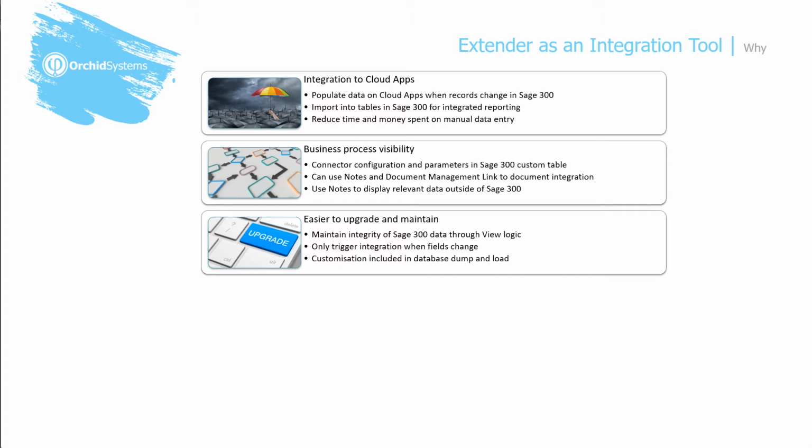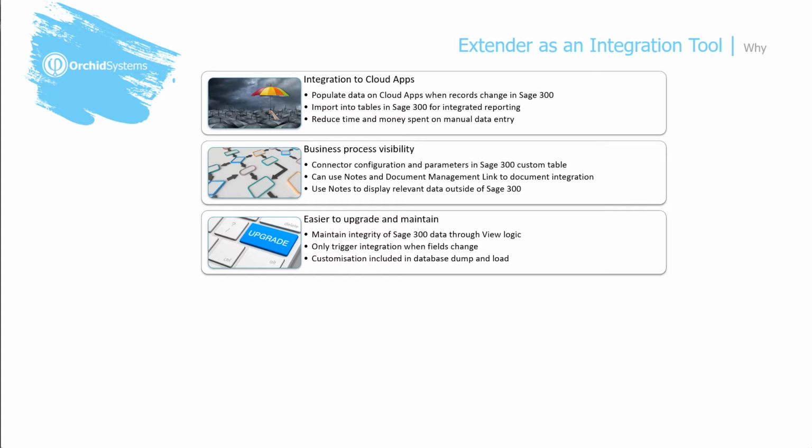The integrity of the Sage 300 data is maintained as we're using the Sage 300 view for the customization. The custom scripts are stored in the database, so they will dump and load. And in an upgrade, you only need to upgrade Extender and retest. There is no need to recompile the source code like with custom EXEs.